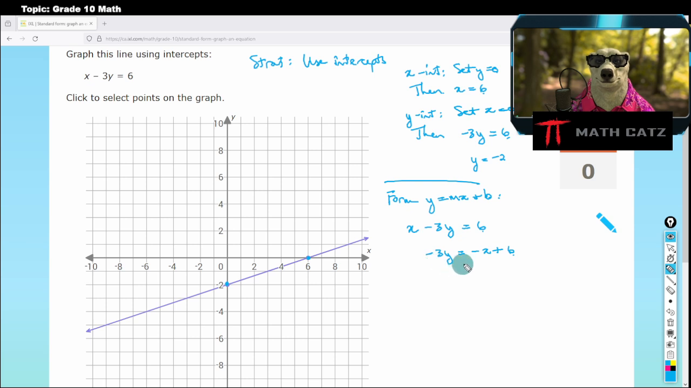Now I have to divide the whole thing by negative 3 or multiply by negative 1/3. Maybe we can write that over here. Multiply by negative 1/3. Then I get just the y. All the terms need to be multiplied. Then I multiply negative 1/3 by negative 1. I get 1/3 x, as well as negative 2 or minus 2. So there is my slope-intercept form.